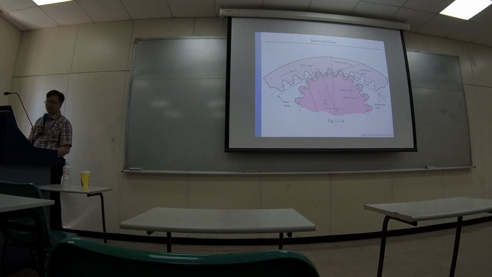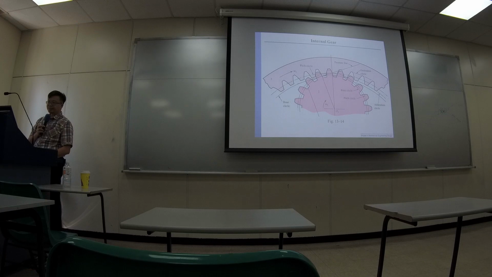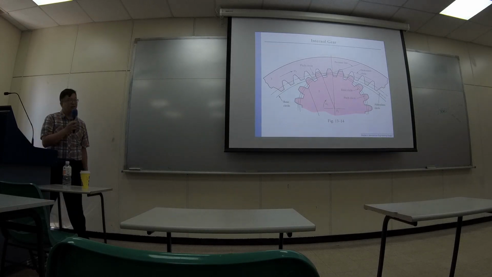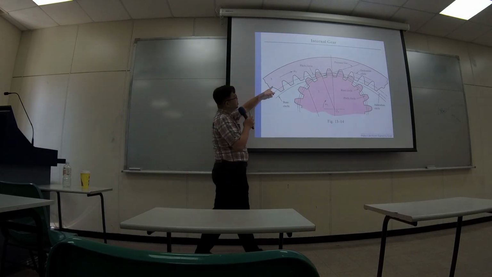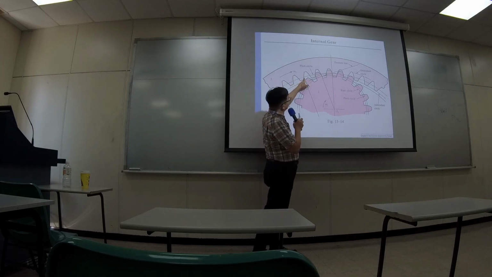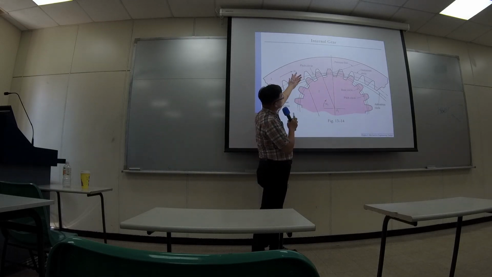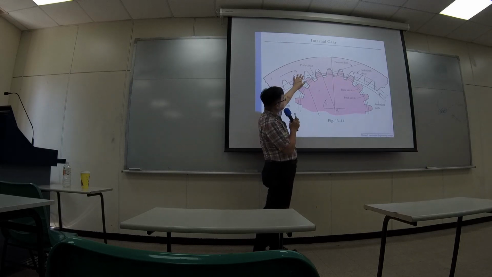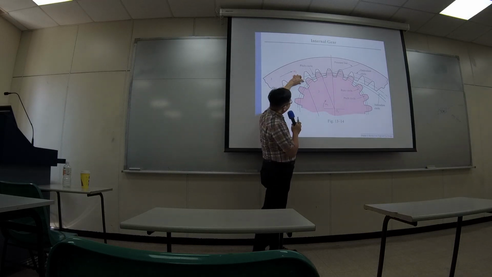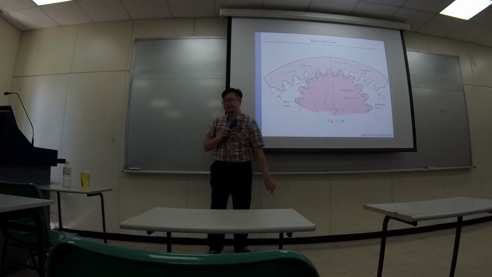Now this is called the internal gear. Okay, so basically for the internal gear, the shape is like an opposite shape. The teeth shape is like matching the groove right here. Okay.